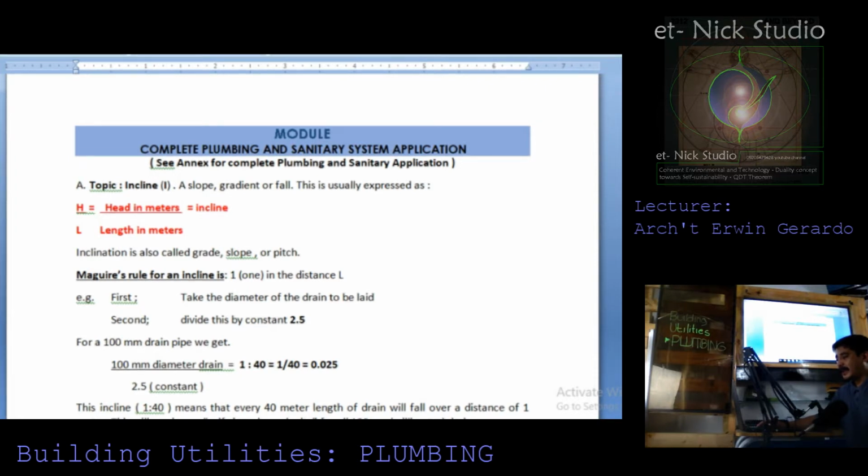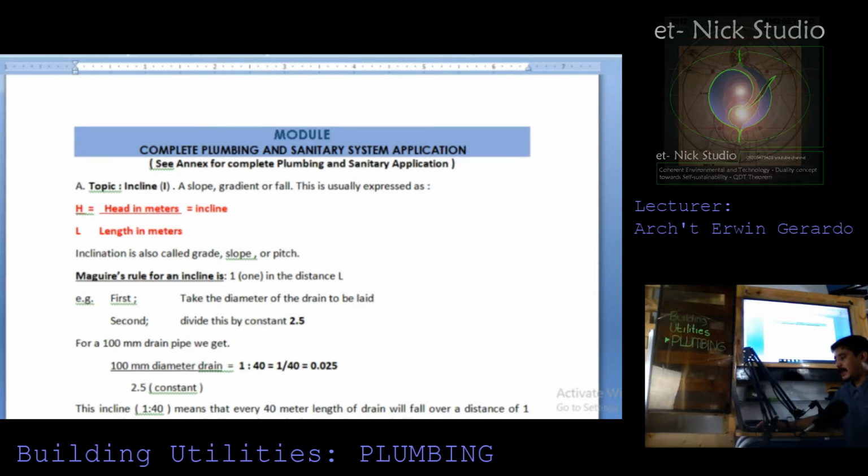So you're going to utilize the Maguire rules. For an incline, it is 1 in the distance of L. Example. The first step that you need to perform is to take the diameter of the drain to be laid. Then the second step is to divide this by the constant, which is 2.5.